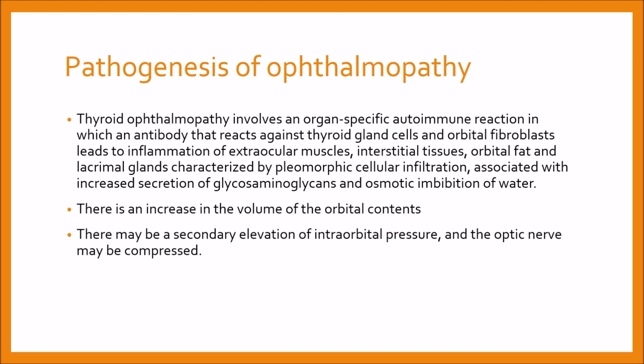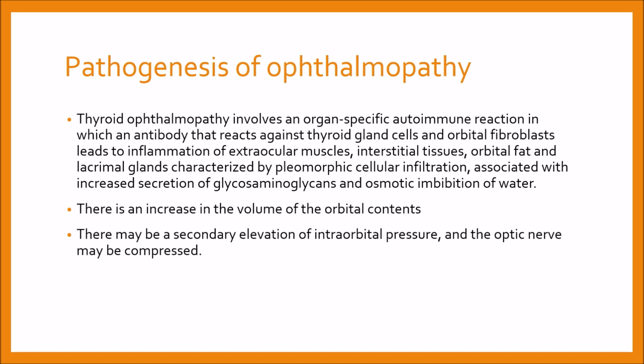Pathogenesis of thyroid ophthalmopathy involves an organ-specific autoimmune reaction in which an antibody that reacts against thyroid gland cells and orbital fibroblasts leads to inflammation of extraocular muscles, interstitial tissues, orbital fat, and lacrimal glands, characterized by pleomorphic cellular infiltration associated with increased secretion of glycosaminoglycans and osmotic imbibition of water.